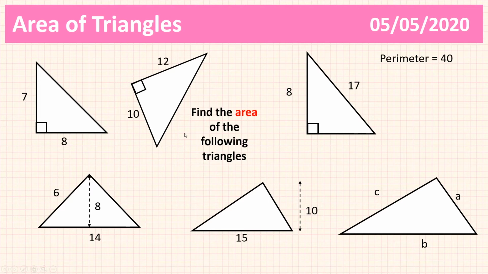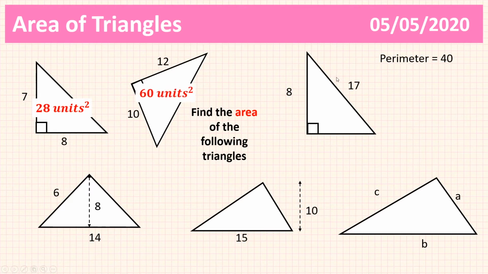Okay, so let's go through some answers. So the first one, the perpendicular height is 7, the base is 8. So I do 7 times 8 divided by 2, which gives me 28 units squared. The second question, the perpendicular height is 12. The base is 10. 12 times 10 divided by 2 gives me 60 units squared.